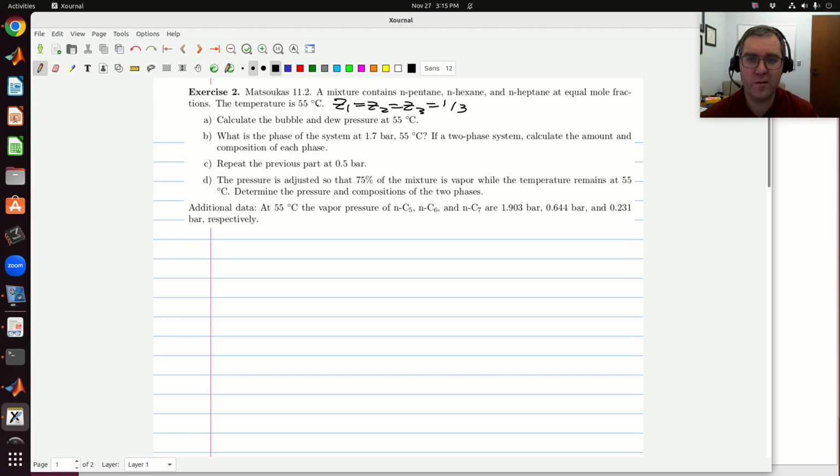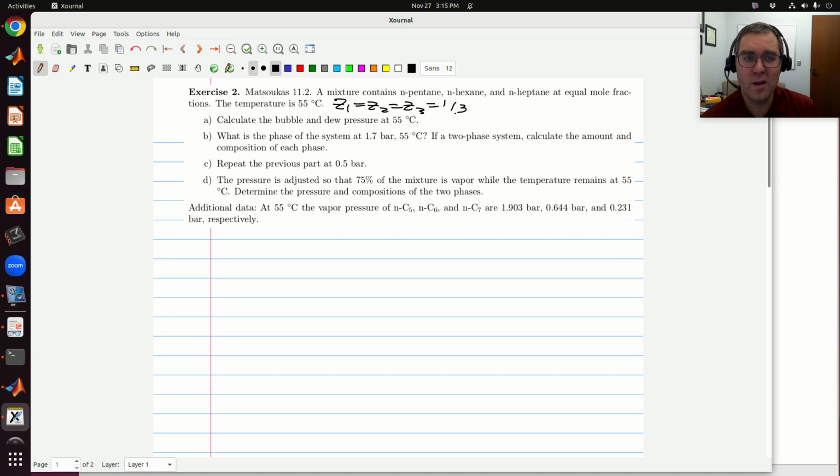Okay, the temperature is 55 degrees C. So I'm thinking of a PXY, so temperature is fixed. And I look at the bottom at 55 degrees C. We're given the vapor pressures of pentane, hexane, and heptane, 1.9 down to 0.231 bars. So we're going to be operating at low pressures, so assuming the vapor phase is an ideal gas should also be reasonable. So Raoult's law should be reasonable to model our system here. We have chemically similar compounds, so assuming an ideal solution should be reasonable, and at low pressure so that we can assume our vapor phase is an ideal gas.